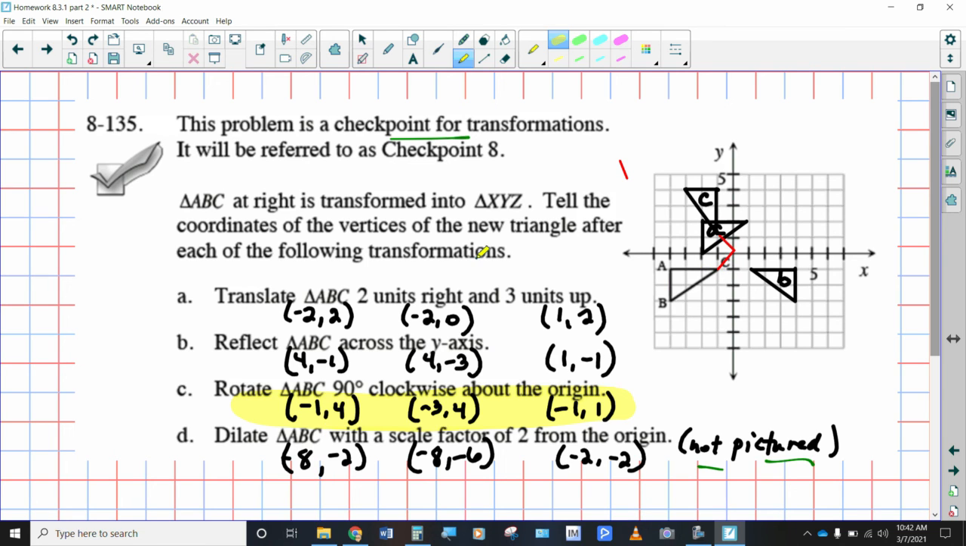And then the scale factor. Scale factors, we're going to take our x and our y coordinates and we're going to double the x's and double the y's. So basically just taking each one of these points and multiplying both the x and the y times 2, you end up getting these as your new shape. All right, that does it.